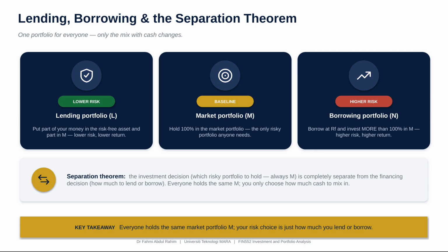It says that the investment decision, which risky portfolio to hold, and the answer is always M, is completely separate from the financing decision, how much to lend or borrow. So everyone, the cautious retiree and the aggressive young investor, holds the very same market portfolio M, and the only thing that differs between them is how much cash they mix in or borrow. The takeaway: everyone holds the same market portfolio M, and your personal risk choice is simply how much you lend or borrow. Let us make that concrete for you as an investor.